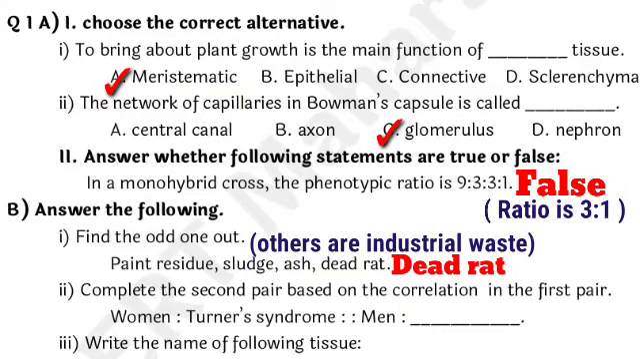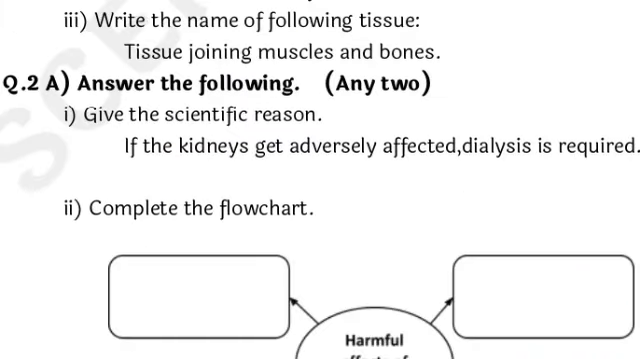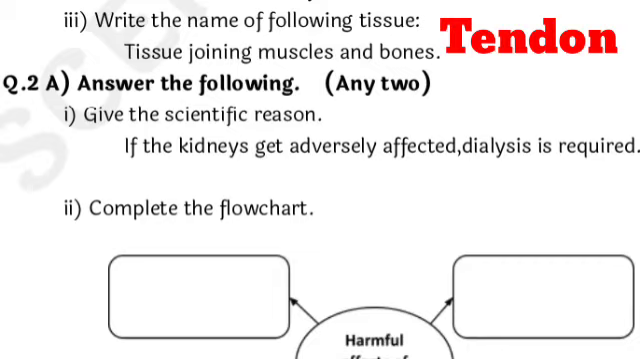Second question, complete the second pair based on the correlation in the first pair. So they have given us woman, Turner's syndrome. So the answer in man is Klinefelter's syndrome. Please write the spelling of this syndrome correctly. Next question 3. Write the name of the following tissue. Tissue joining muscles and bones. The answer of this question is tendon. Tendon is a connective tissue.